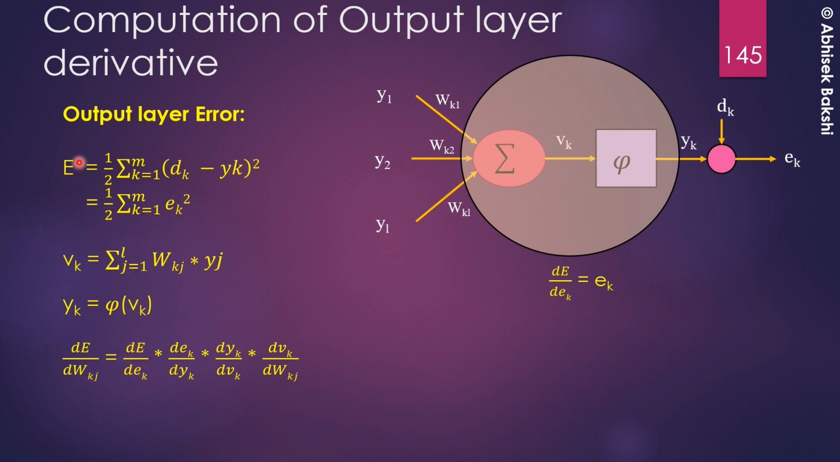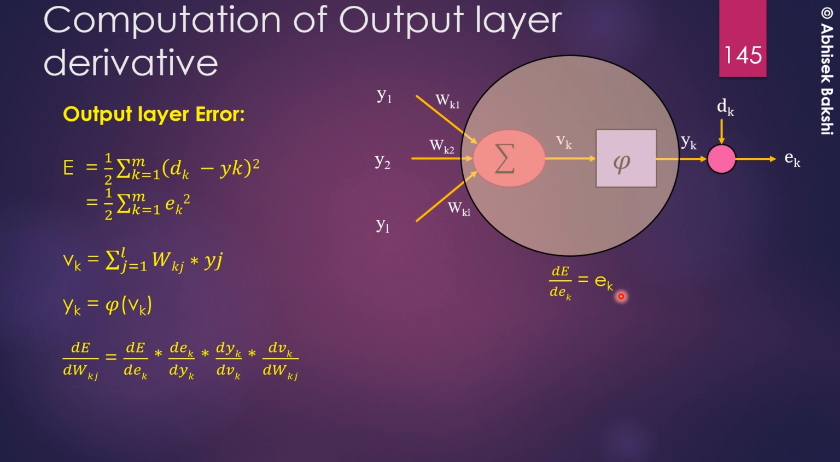So first thing, derivative of error with respect to derivative of ek. What is the equation? E equals half, sum k from 1 to m, ek whole square. If you do the derivative, what will happen? This square will come out and will be crossed out by this 2. That's gone, right? Then this ek will remain once. So that's why derivative of capital E by small ek is ek.